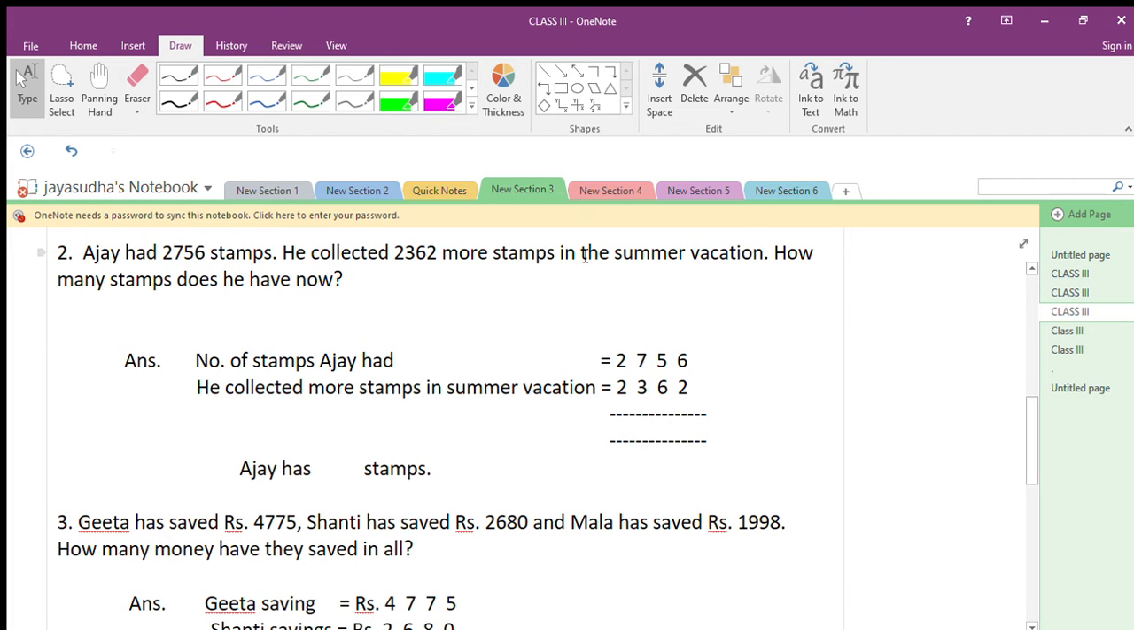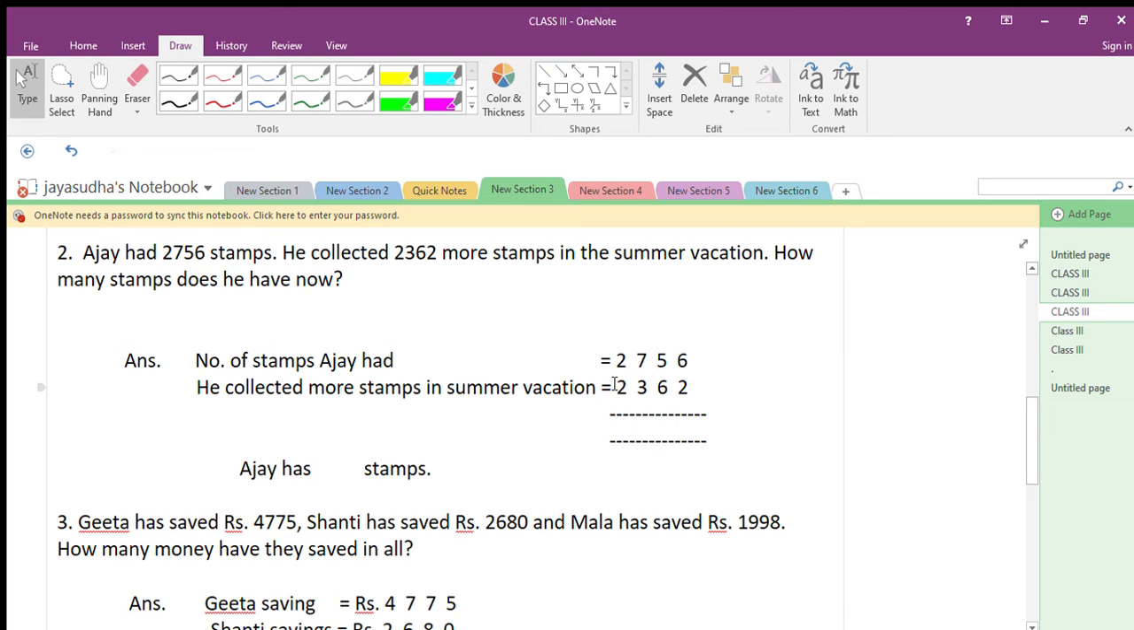During the summer vacation, Ajay collected more stamps. How many stamps? 2362 more stamps he collected during the summer vacation. So how many stamps does he have now? You want to add both numbers of stamps. Then you get the total number of stamps.